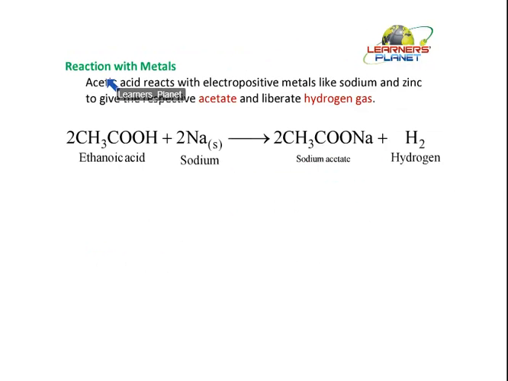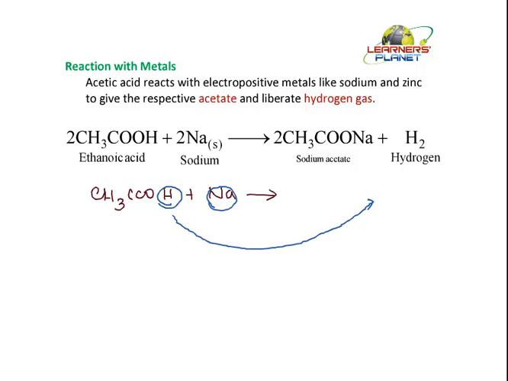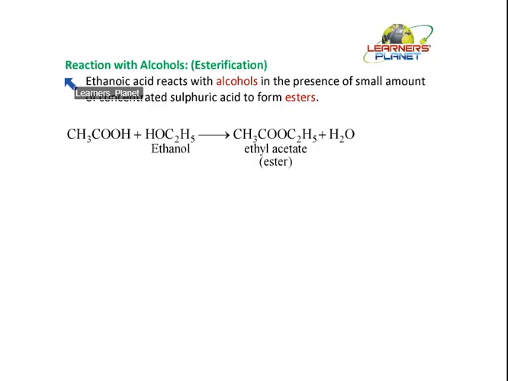Let's take up the next property here. This is the reaction with metals. Just like alcohols, they are reacting with metal. Acetic acid reacts with electropositive metals like sodium and zinc to give the respective acetate and liberate hydrogen gas. Again, what is happening here? The hydrogen is replaced by sodium, and this hydrogen is evolved out as hydrogen gas, H2. And what is the sodium forming? It is forming CH3COONa. What is the name of this compound? Sodium acetate.